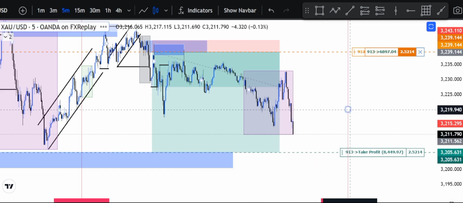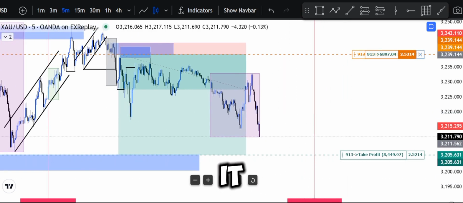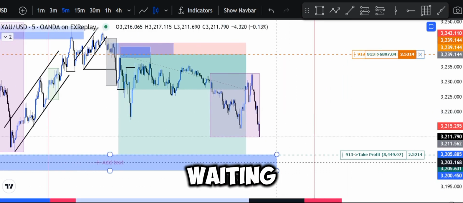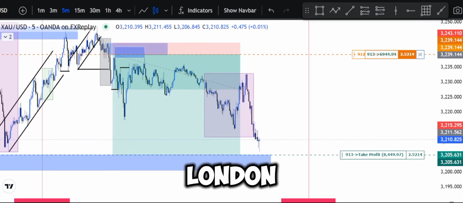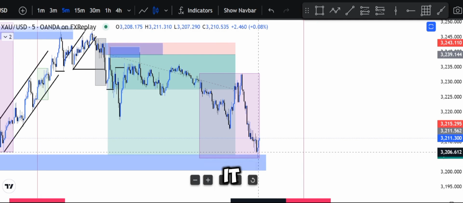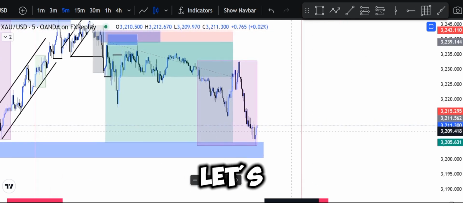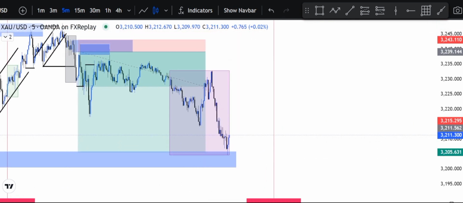I do not want to miss a London Open, so I marked it so I don't miss it. Now we are waiting for price to hit TB before London, maybe around London, I don't know. Now it is confirmed. Let's see if we can trade this one.